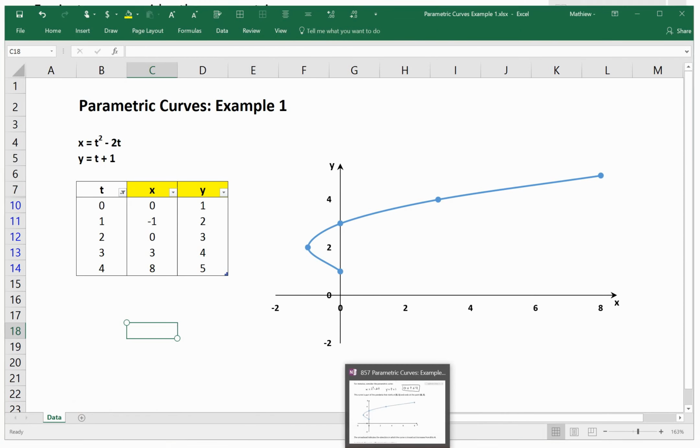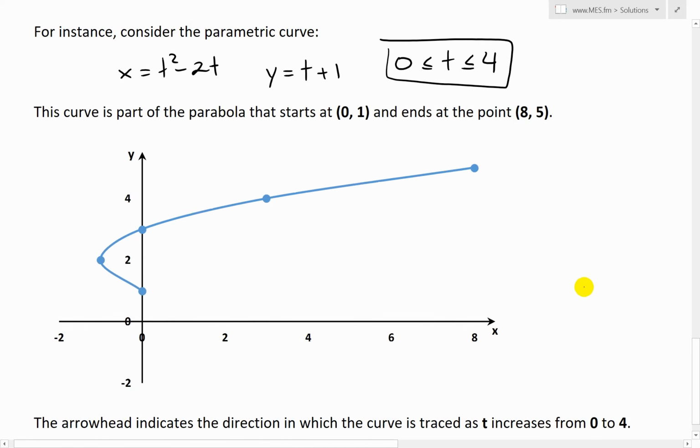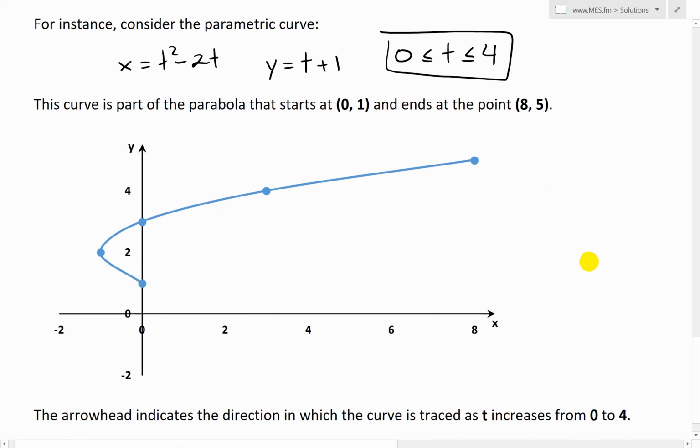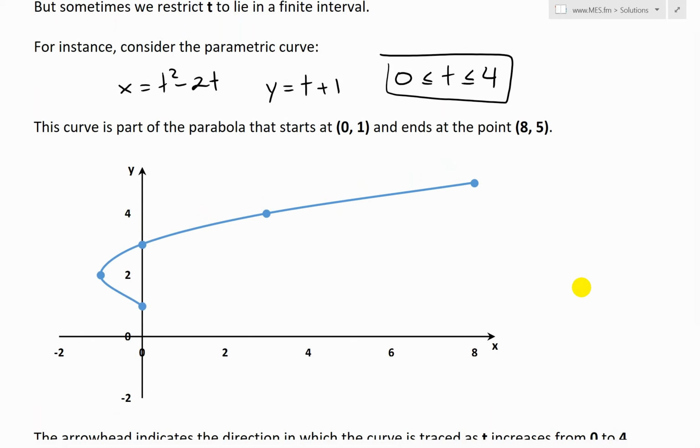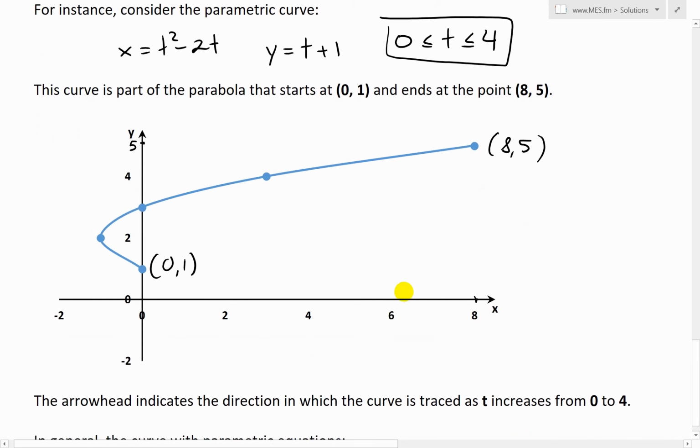So that's how the curve would look, and you could copy and paste that here and play around with that curve in that Excel sheet as well. I'll put the link in the video description below. Now this curve is part of the parabola that starts at (0, 1) and ends at the point (8, 5). So this is (0, 1) all the way to (8, 5). So x is 8, and 5 is somewhere here, like that.